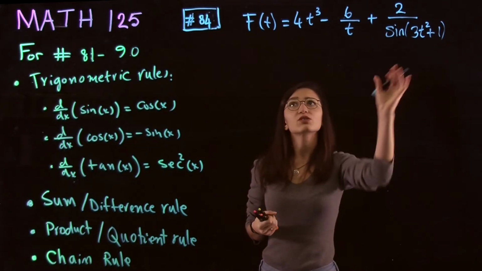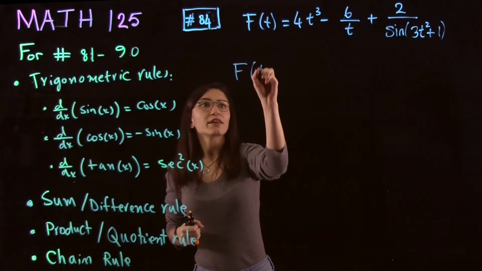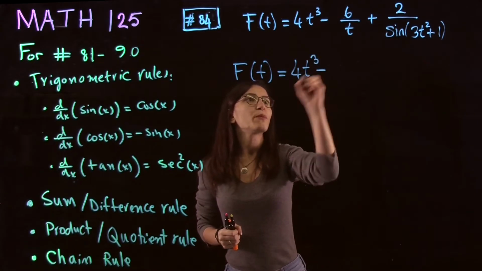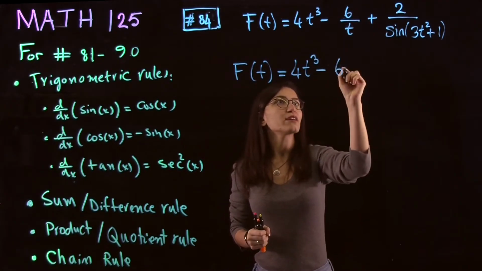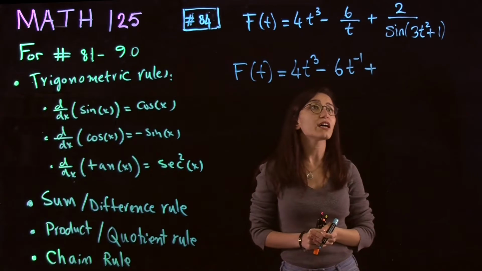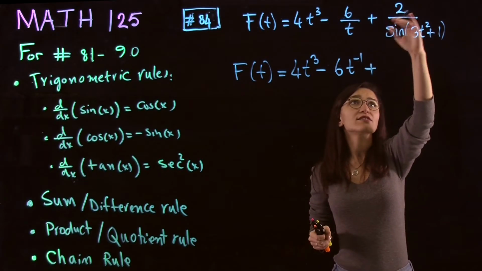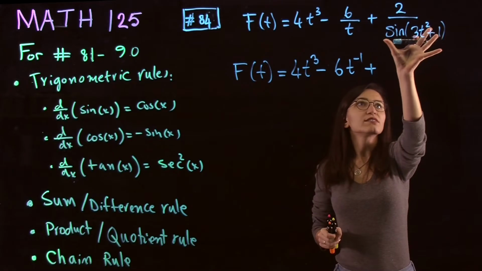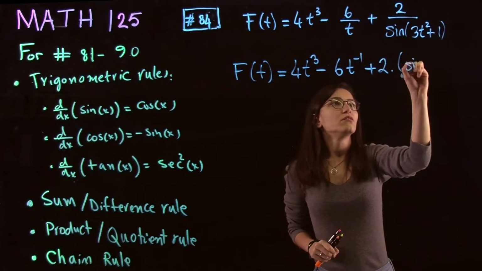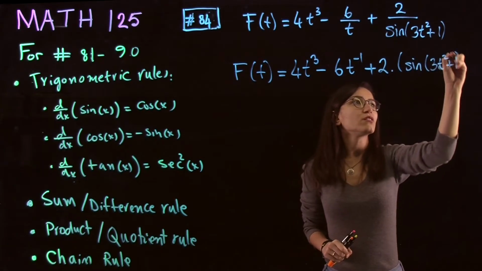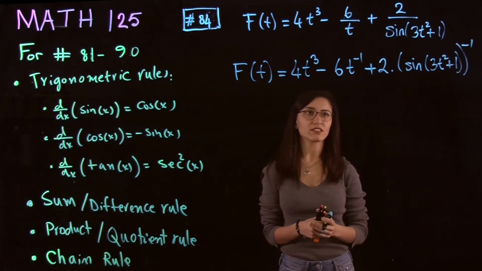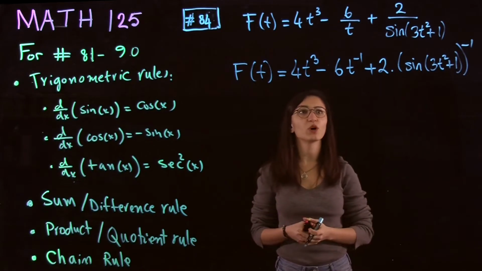So let's turn this function into a better look, which I think is easier to take the derivative in that look. So 4t cubed minus 6, I keep 6 and I make 1 over t to t to the minus 1 plus, and I want to apply the same thing here. Again, I have a constant over something. I want to make this sine 3t squared plus 1 to a minus 1. Which I think is now a bit easier to take the derivative, but you can apply the other way if you are more comfortable.